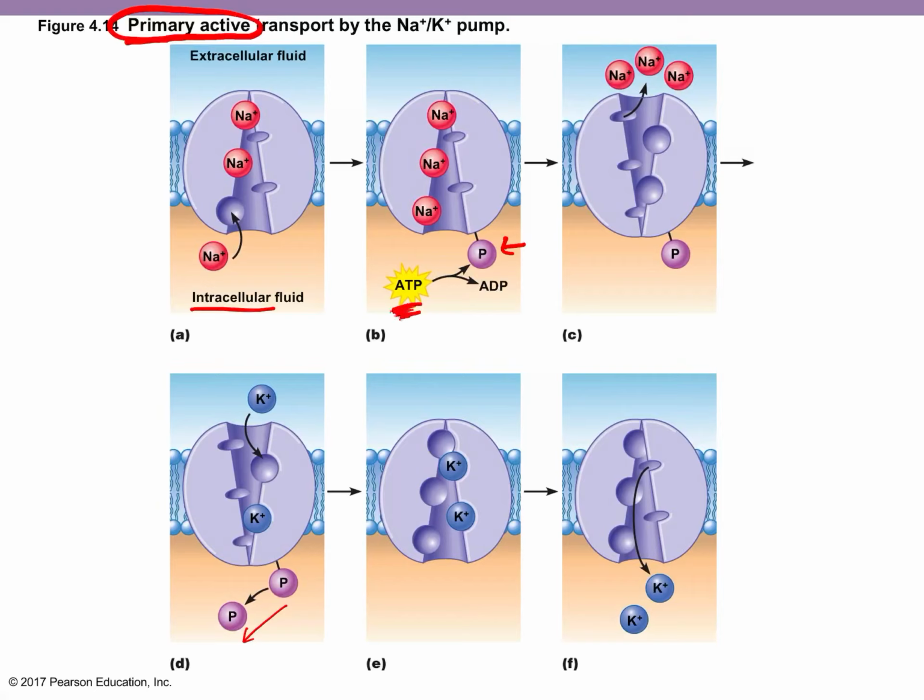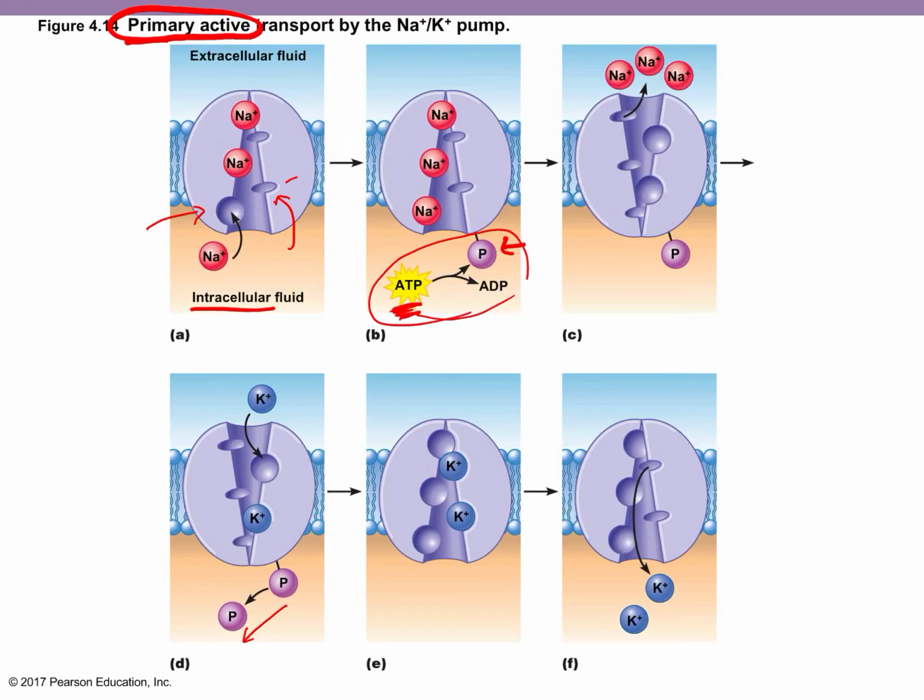So notice that ATP is hydrolyzed. The phosphorylation of the pump allows it to change conformation and turn its binding sites outwards. And when it does that, it decreases the affinity for sodium and increases the affinity for potassium. So one little detail to look for here is that these binding sites, the shapes change, right? So intracellularly, when the pump faces inside, it has a high affinity for sodium and a low affinity for potassium.